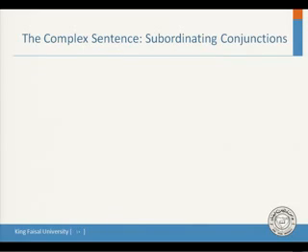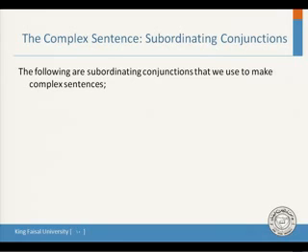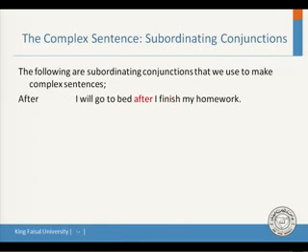Now, what are the subordinating conjunctions? We said that we have because, or after, or before. Let's see other subordinating conjunctions. After is a subordinating conjunction. I will go to bed when? After I finish my homework. This is a complex sentence. All of these sentences now are complex.